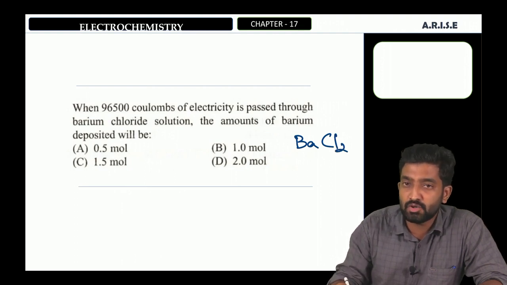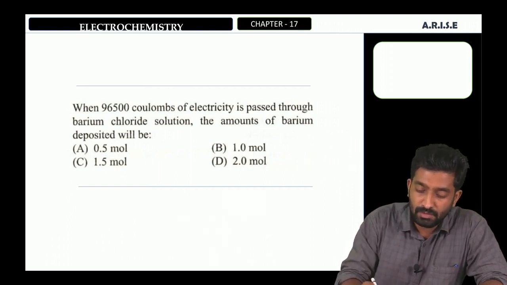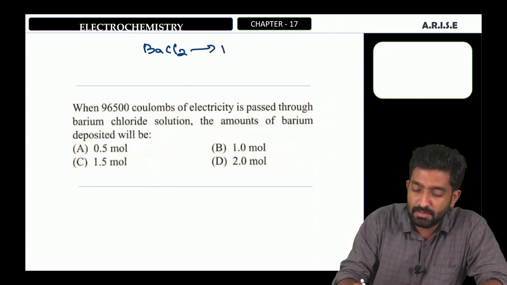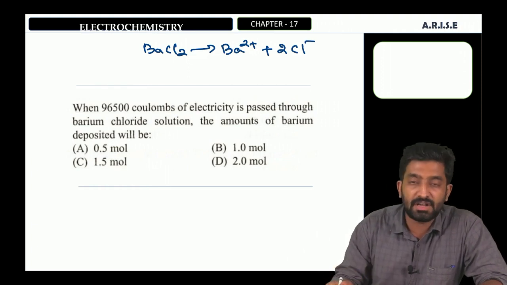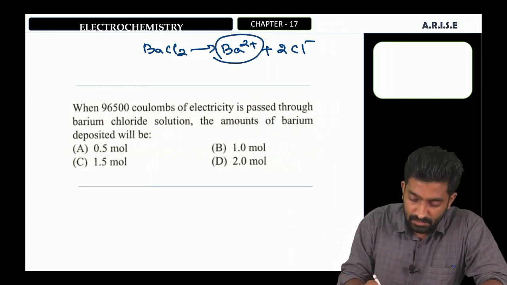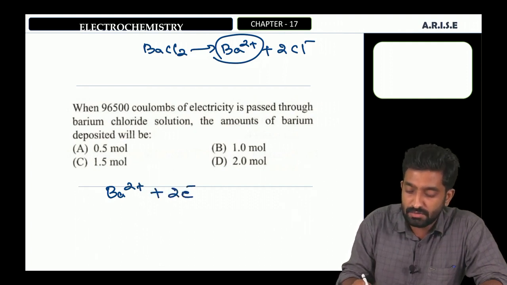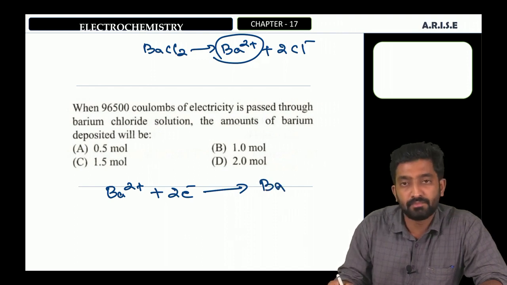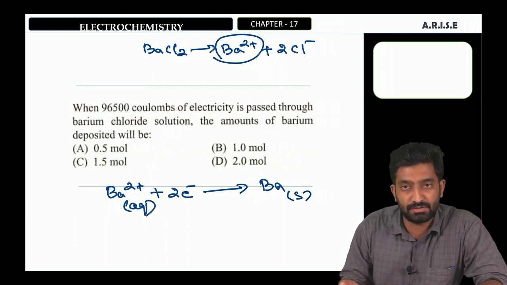Therefore, this BaCl2 molecule will produce one Ba2+ cation and two Cl- ions. Okay, right here. BaCl2 gives Ba2+ plus 2Cl-. Okay. Then we can write the reduction reaction of Ba2+ ion. That is Ba2+ will accept 2 electrons and will become barium metal solid, and this ion is in aqueous state.